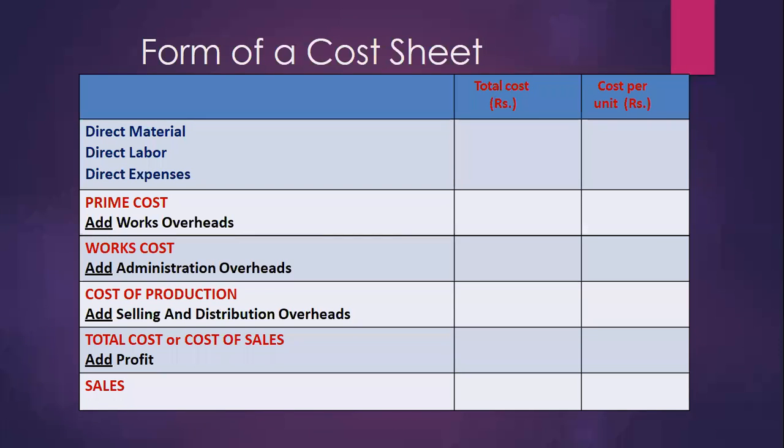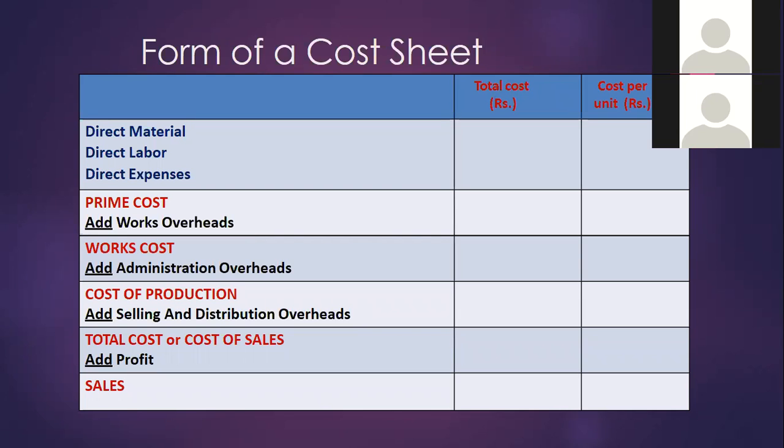Yes, beta. That depends. It varies because sometimes they will tell you that profit is some percentage on sales, and sometimes they will tell you that profit is some percentage on cost. That varies from question to question. Don't worry, we'll study that in detail. Our main aim is to understand till total cost. Profit and sales we can get automatically. That information will be given in the question itself.